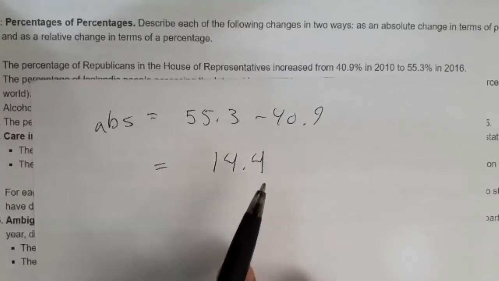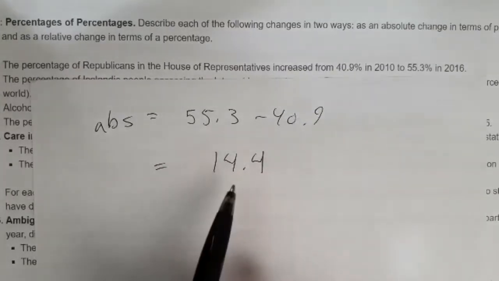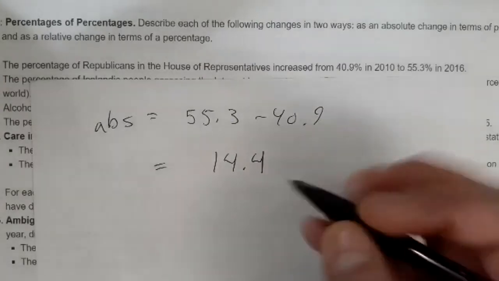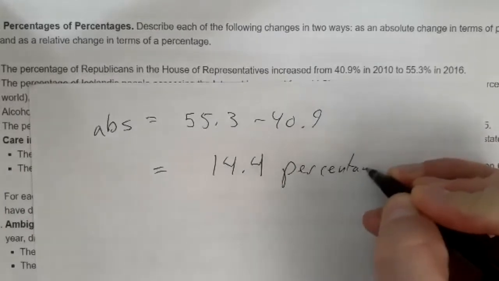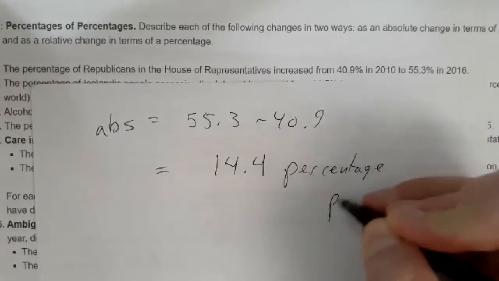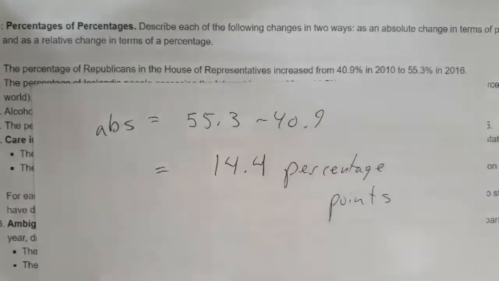If it's an absolute difference in percentages, so don't, whatever you do, don't put the percent sign. Don't say the word percent. Say the words percentage points. That is just the raw difference between two percentages. This went up 14.4%, right? Percentage points. I shouldn't say percent. It went up 14.4 percentage points.